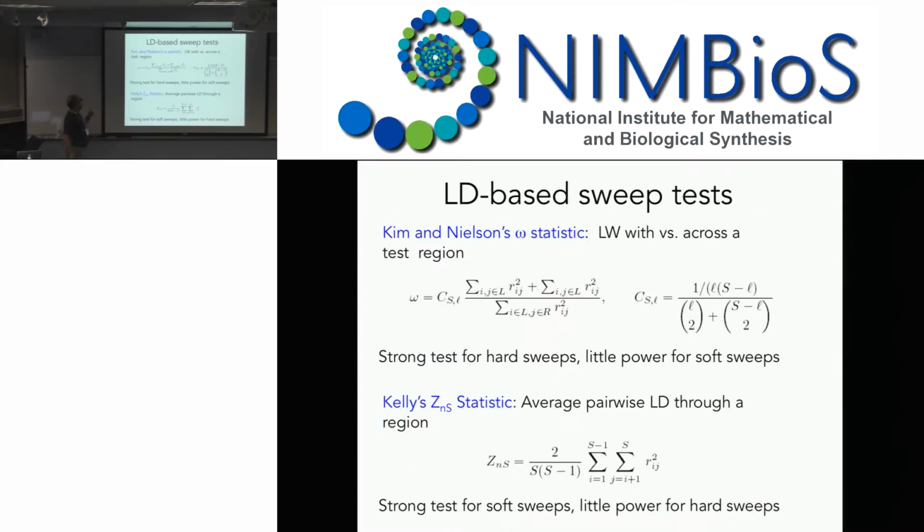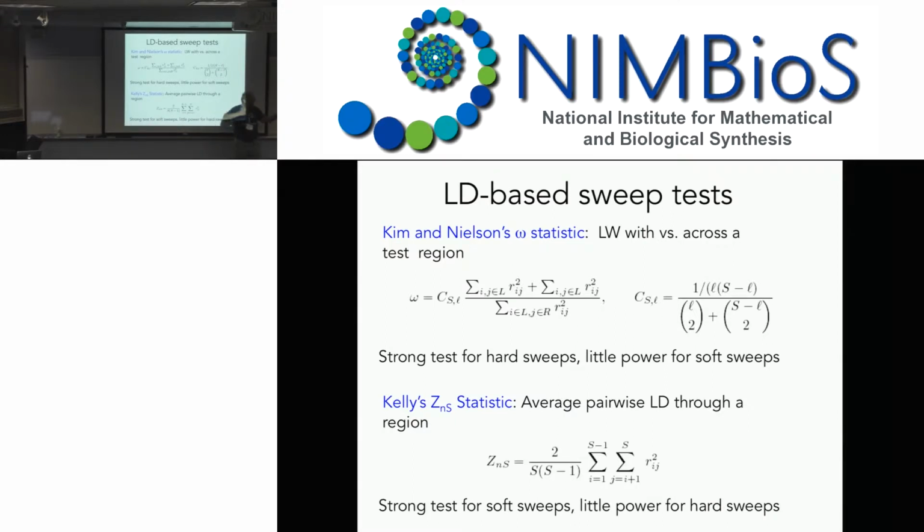And that gives rise to two different tests. One gives you a signal for hard selection, one gives you a signal for soft selection. So Kim and Nielsen's omega statistic basically does this.